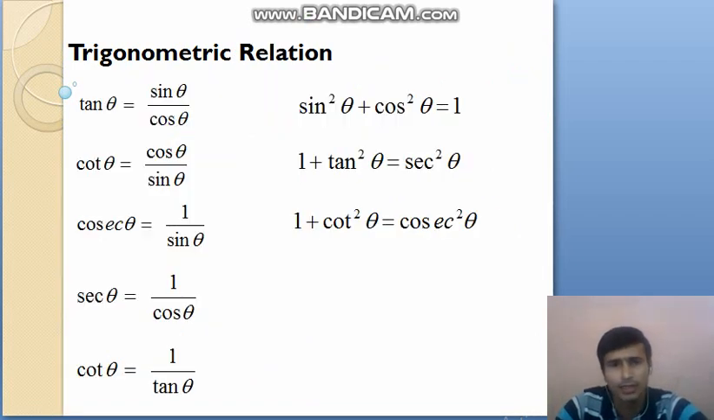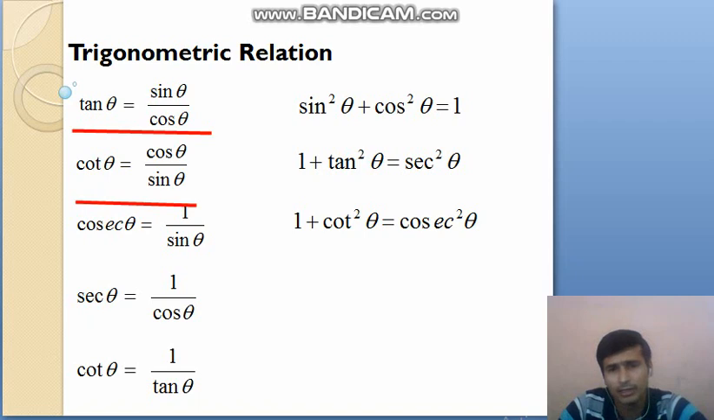Now we will see how the trigonometric functions are related to each other through formulas. The first formula is tan theta is equal to sin theta divided by cos theta. You all know this in standard 10, right? You must remember this formula. The reciprocal of tan theta is cot theta, which is equal to 1 by tan theta, or cot theta is equal to cos theta divided by sin theta.